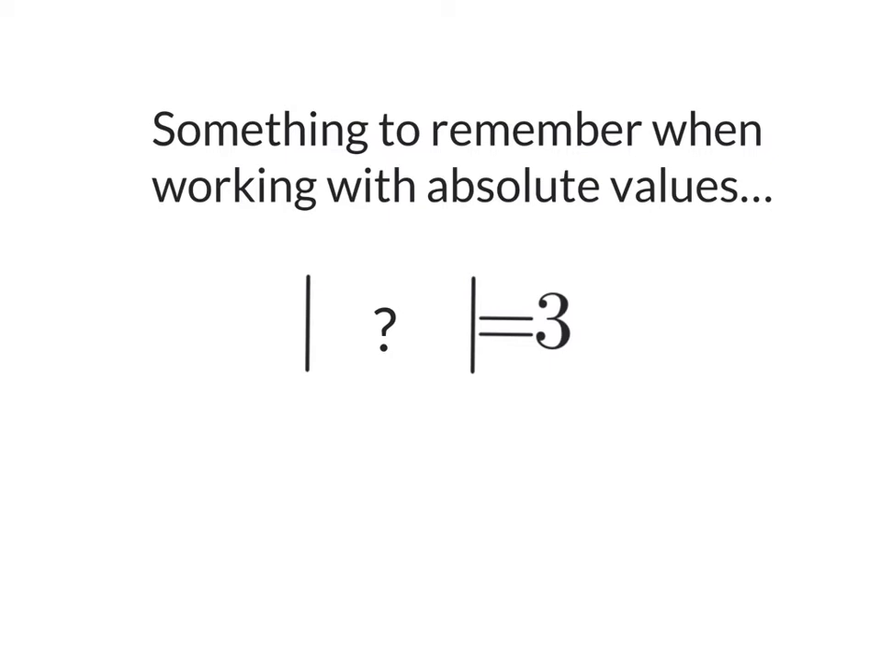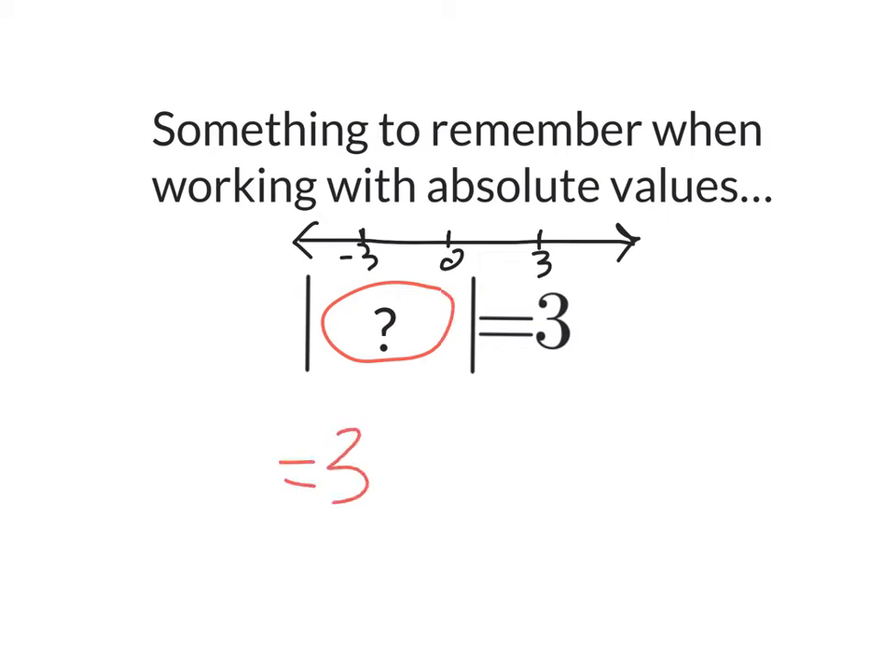Something to note when we're working with absolute values is that the absolute value of a number is the distance from 0 on a number line. So if we put this on a number line, if we want to be 3 away from 0, we could either be at 3 or at negative 3. Since distance is non-negative, the absolute value of a number is always non-negative. So whatever is inside the absolute value, it could equal 3 or it could equal negative 3.